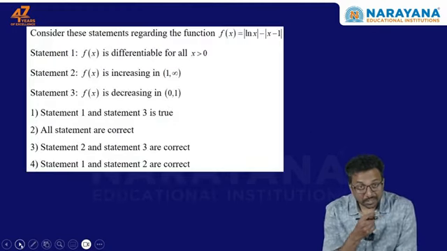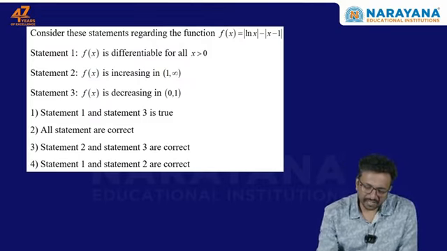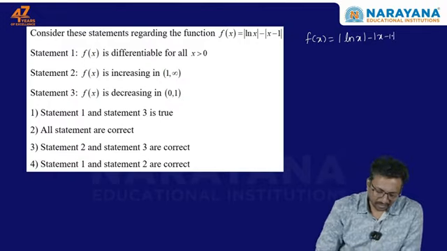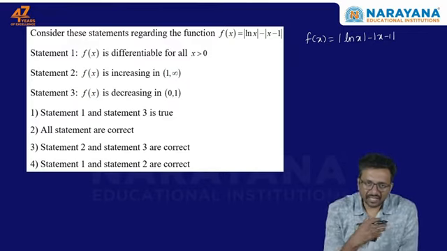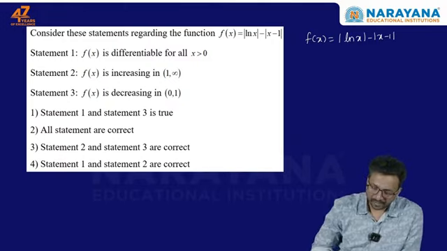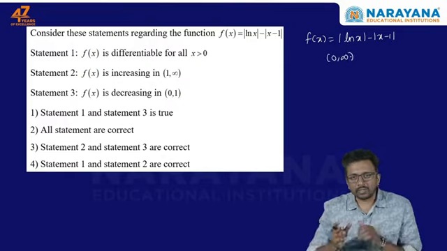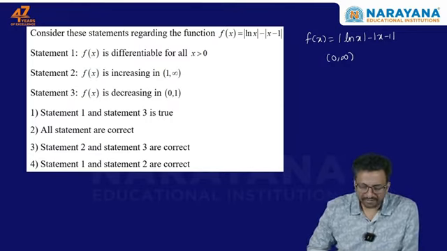So this is a statement based question. Consider the statements regarding the function f of x is equal to mod of ln x minus mod of x minus 1, right? The statements are: f is differentiable for all x greater than 0, f of x is increasing in 1 to infinity, and f of x is decreasing in 0 to 1. So clearly the domain of this function is open 0 to infinity, because mod of x minus 1 is always defined, but log x is defined only in 0 to infinity.